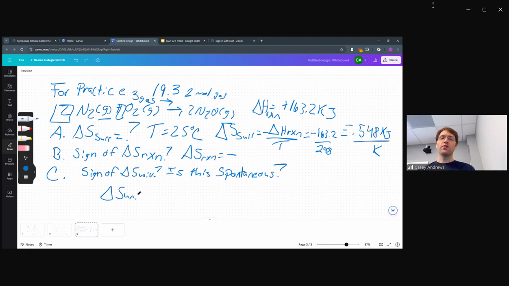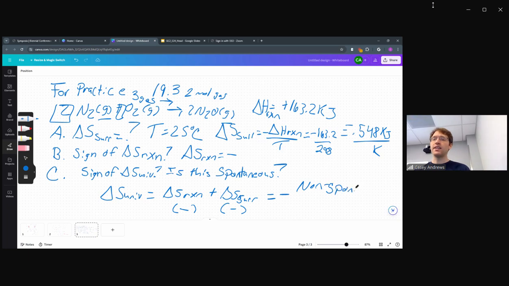So our universe is made out of our reaction and our surroundings. I keep doing that. And our reaction is negative. Our surroundings is negative. So our delta S universe, the change of our entropy of our universe, is negative, which means this reaction is non-spontaneous.